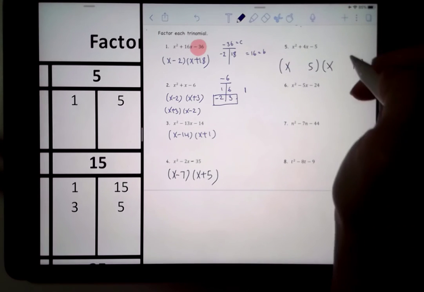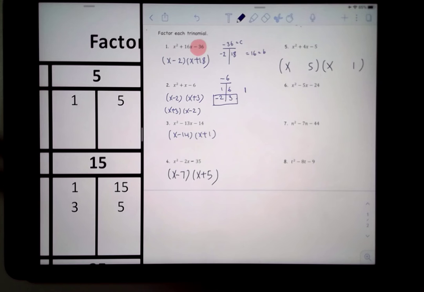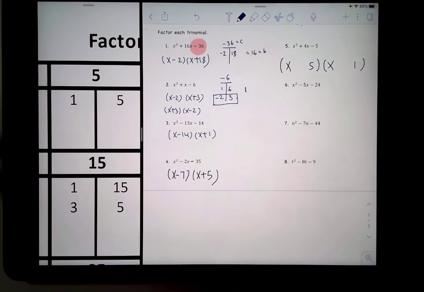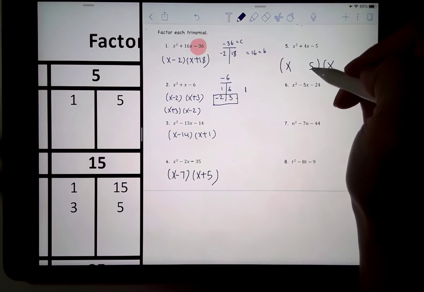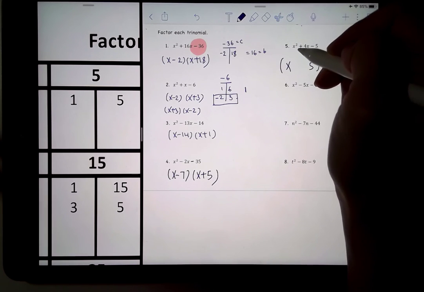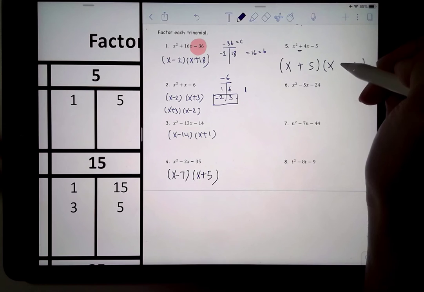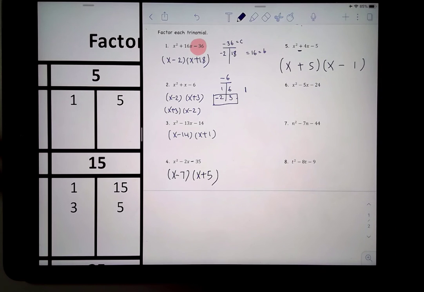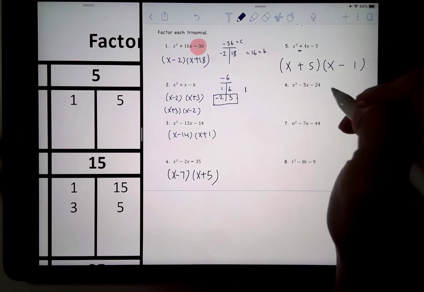And then you can do what? 1 positive, 1 negative, right? 1 positive, 1 negative. And I told you, the bigger number takes the same sign as this. So you can just do this. That's fine. Alright?